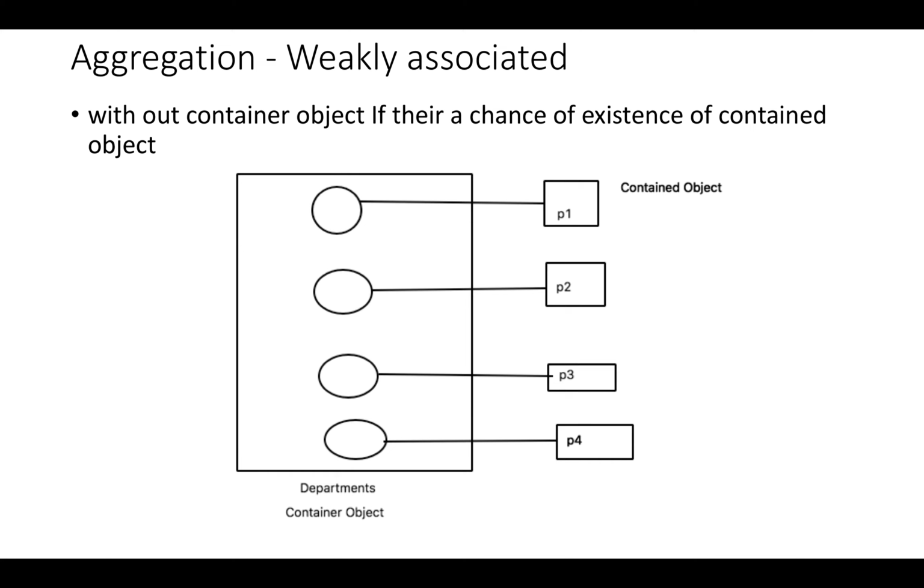You can see from the diagram that in the department we have several professors. In the future, one of the departments is going to be closed. So what will the university do? It simply transfers the professors to other departments, or a professor will find a job in another university. This type of weak relationship we call aggregation. Even without the container object, there is a chance of the contained object existing, so we call this type of relationship aggregation.